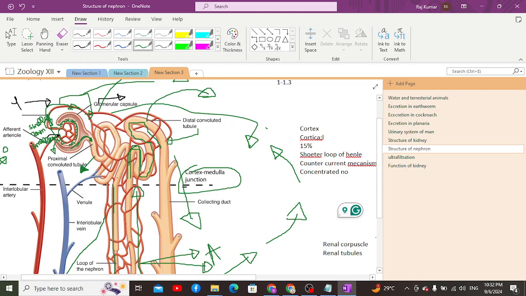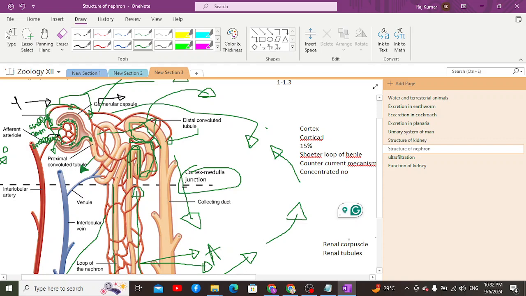All right. And then when it comes to the DCT, again from the vasa recta, the blood vessels form the peritubular capillaries around the DCT, where they provide nutrition and oxygen, and help in the process of selective reabsorption and tubular secretion. So in the distal convoluted tubule, these are again important for tubular secretion, selective reabsorption, and providing nutrition and oxygen to the cells of the distal convoluted tubule.